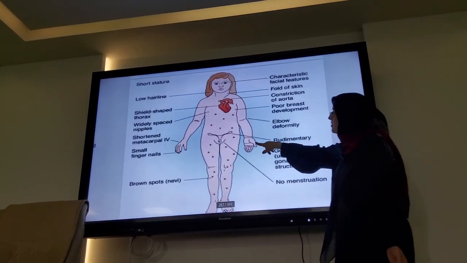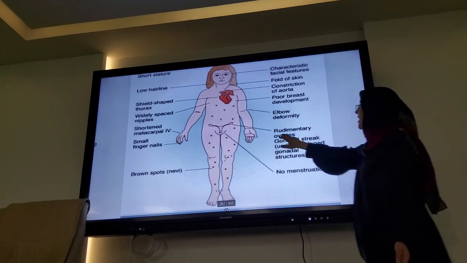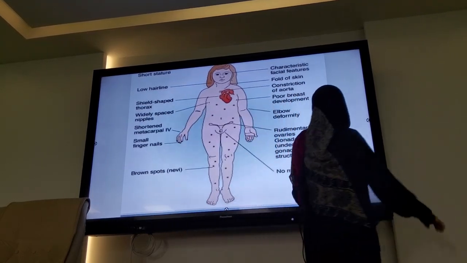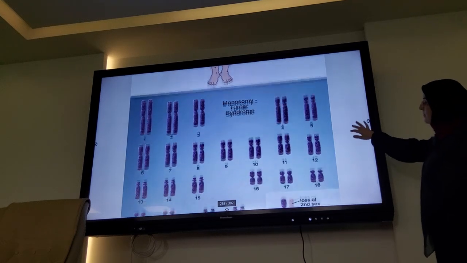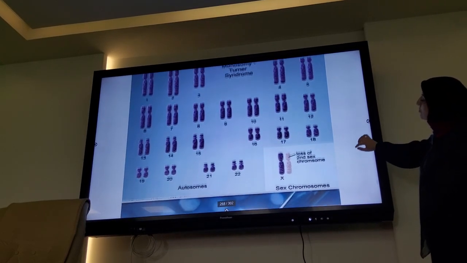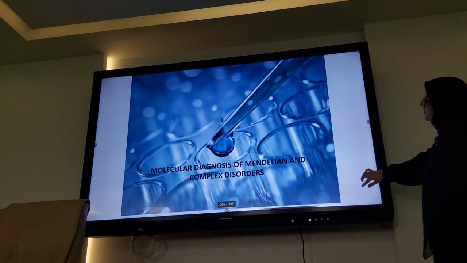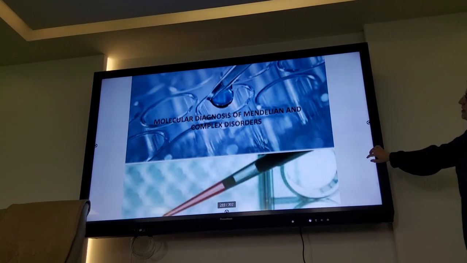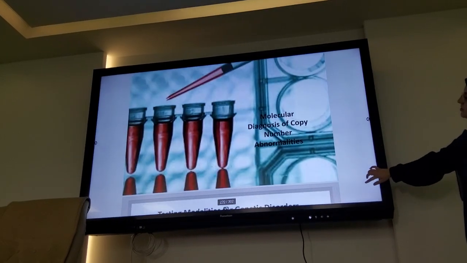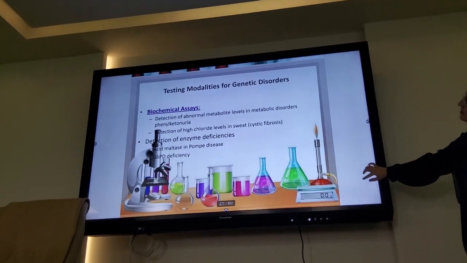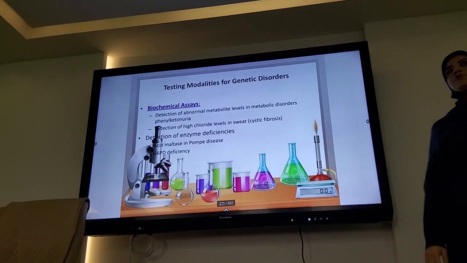Cubitus valgus. And they have atrophic ovaries. Karyotyping in Turner syndrome. And let's talk about some molecular study, the last part of your class.